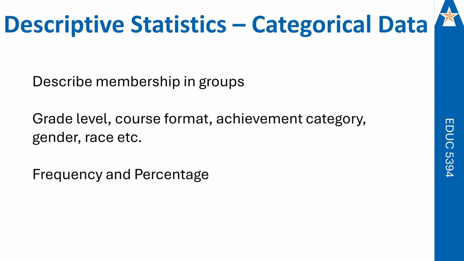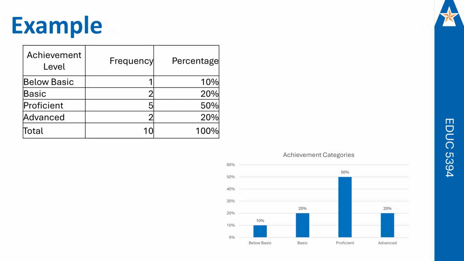Next, let us examine descriptive statistics for categorical data. Categorical data describe membership in groups. Examples include grade level, course format, achievement category, gender, and race. Categorical variables are typically summarized using frequencies and percentages. A frequency indicates the number of participants or cases within each category under a categorical variable, while a percentage indicates the proportion of the total sample represented by that category.